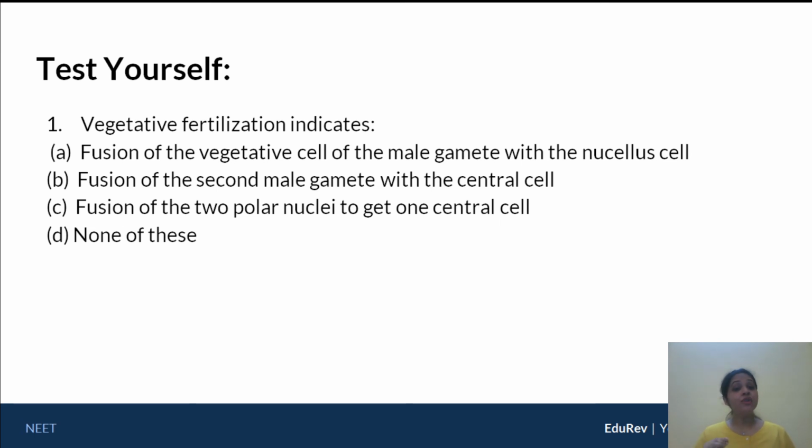Point C. Fusion of the two polar nuclei to get one central cell. Now we know this is not the correct thing. This is what happens during embryo sac formation, and D is none of these. So definitely the answer here is option B.